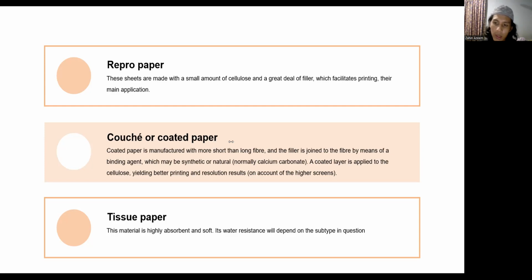Production runs normally between 7 and 8 meters wide in the machine, with speeds of up to 1000 meters a minute. So those are a few facts about coated paper. Then there is tissue paper.